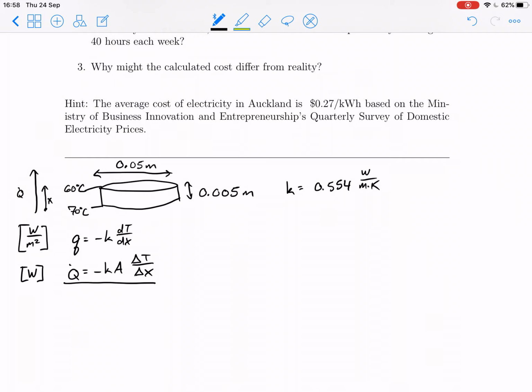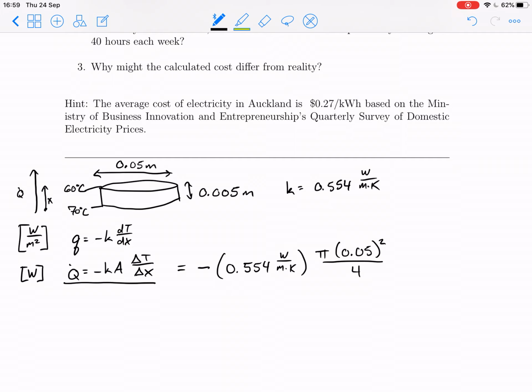So to calculate that, we just plug in the pieces of this equation. So k, we have a value for that. The area is pi times our diameter squared over 4. Delta T, it's pretty clearly 10 degrees, and in this case, 10 degrees Kelvin is the same as a delta 10 degrees centigrade because it's a delta.